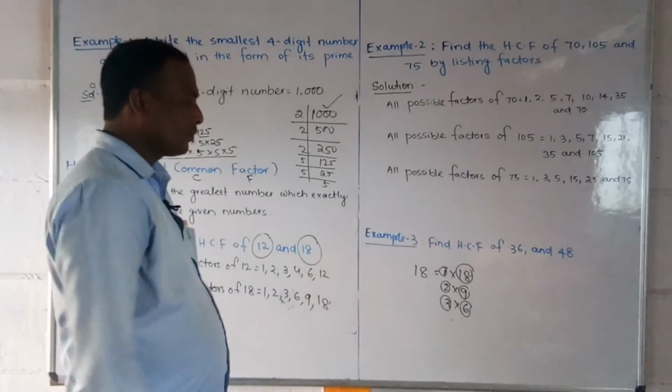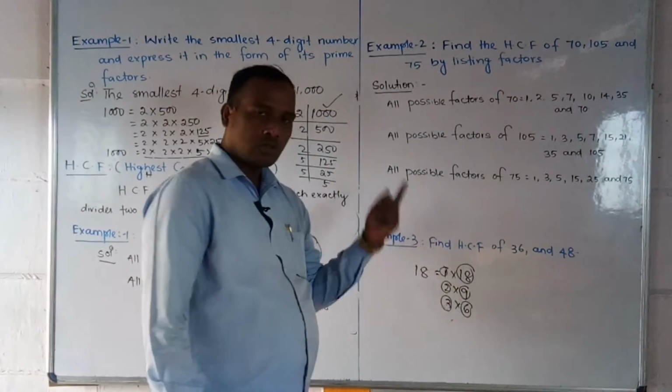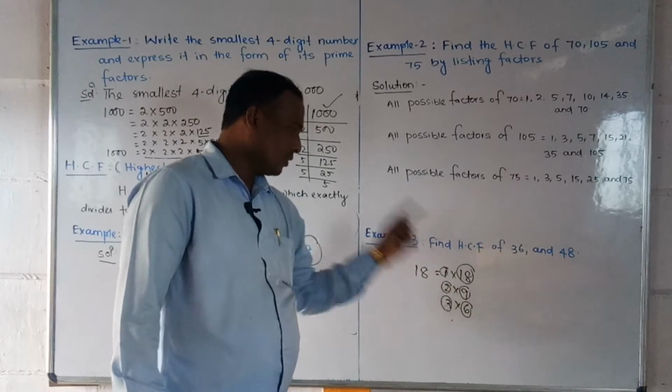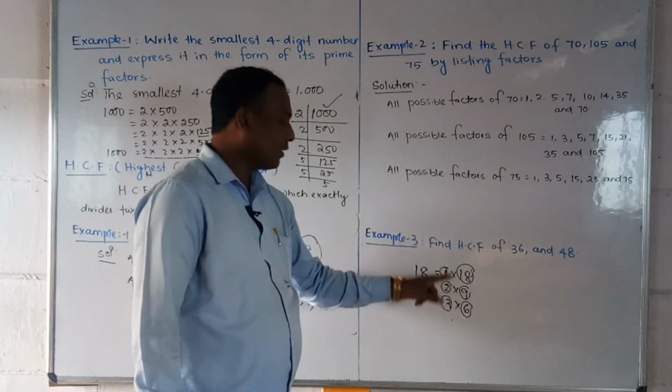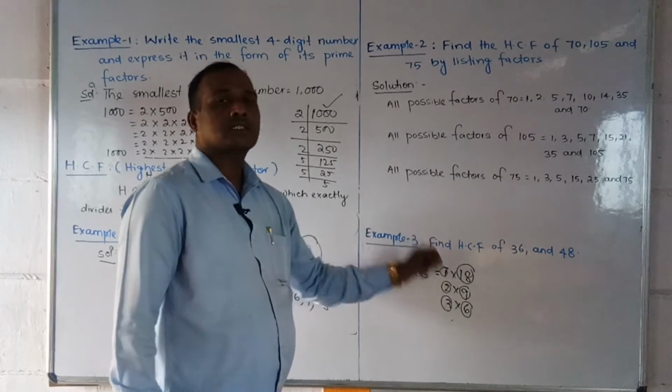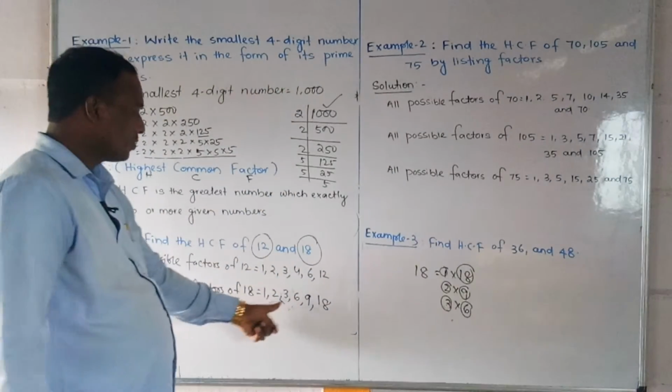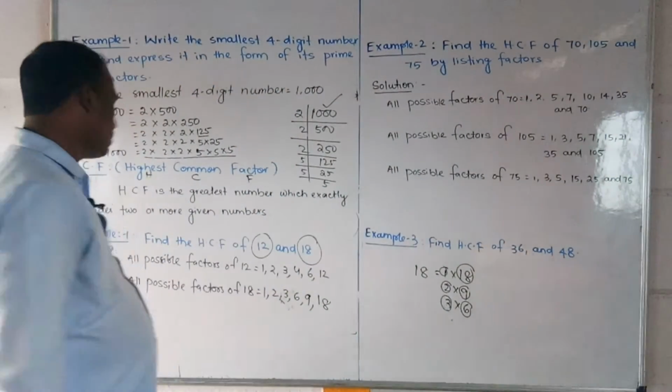Did you understand, friends? So 1 and 18, these are two factors. 2 and 9, these are two factors. 3 and 6 also, these are two factors. Again, this has only 6 factors. So I have written 1, 2, 3, 6, 9, 18. This way also we can do.